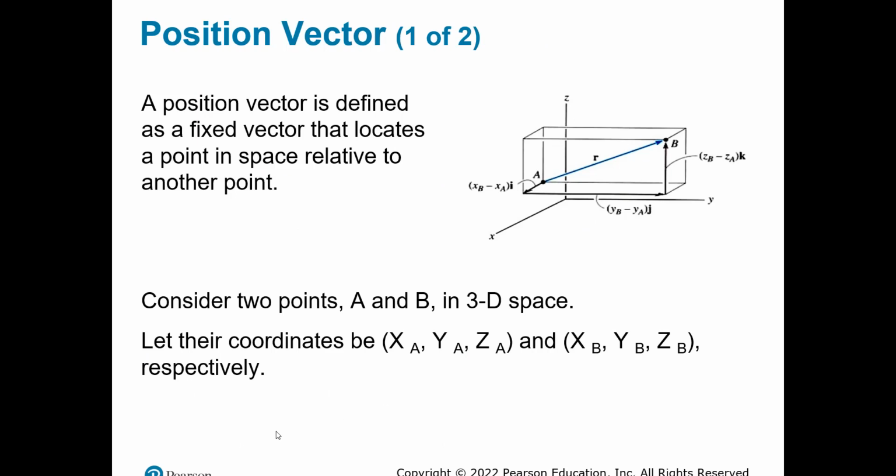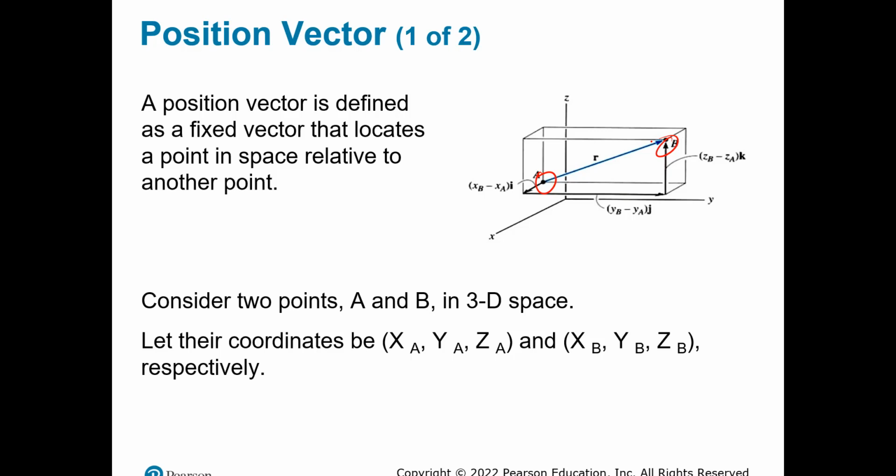Now the position vector is defined as a fixed vector that locates a point in space relative to another point. Let's say we have two points, point A and point B, and you want to get the position vector of those. The reason why we're getting this vector is to develop an equation that will help us get forces and things like that.